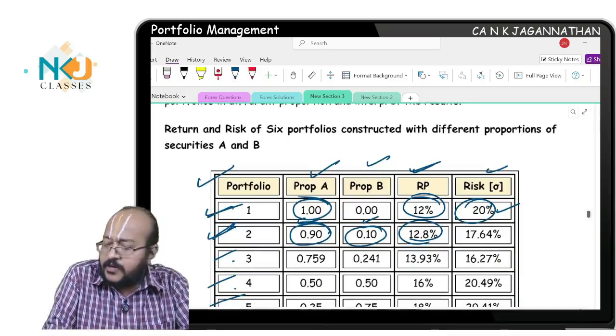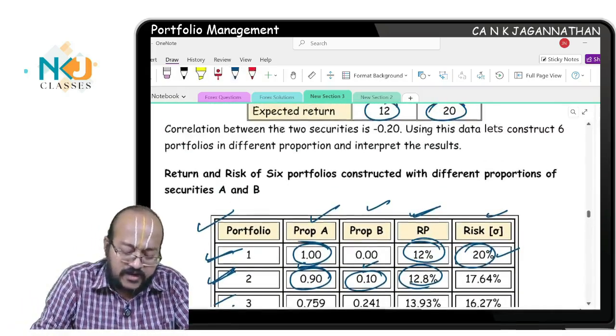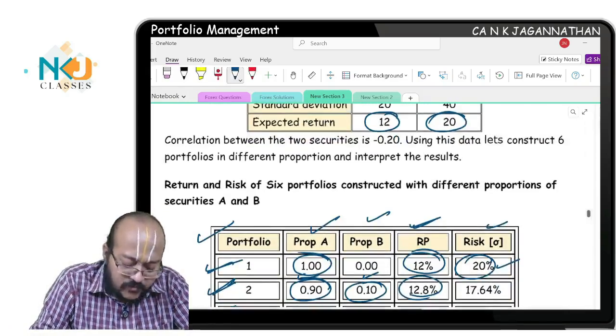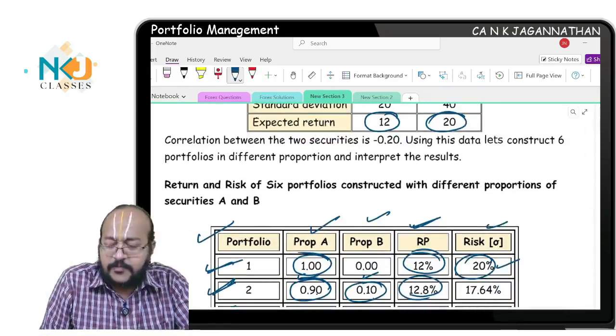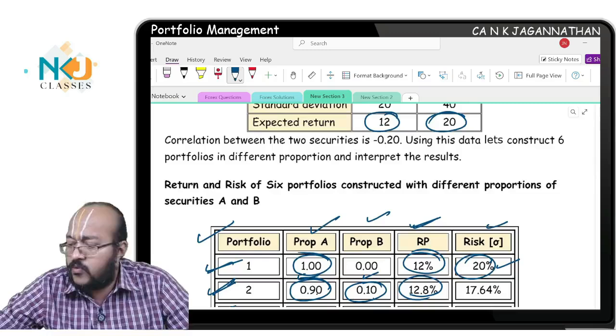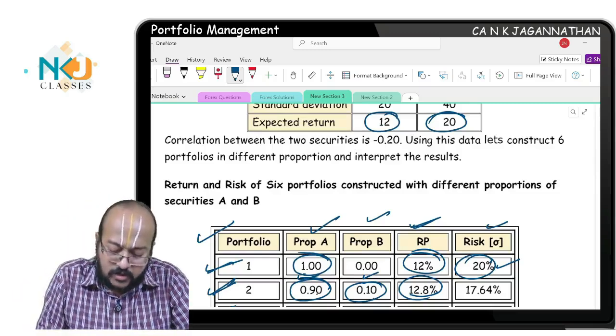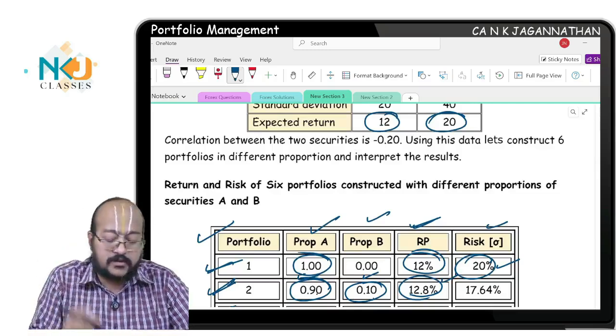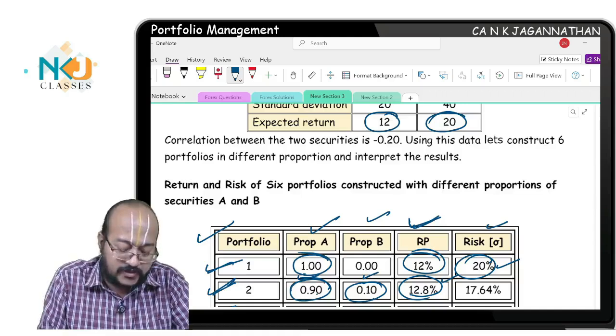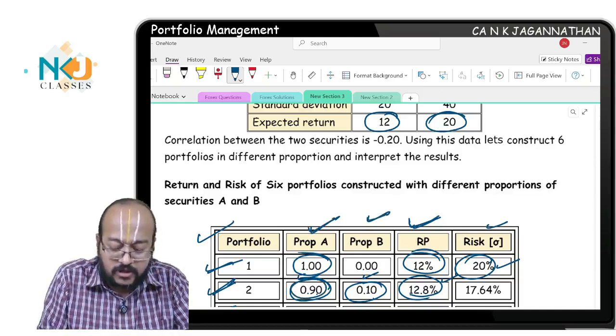So, what is happening? Please take your calculator. Next, you need to compute the weighted average return now. So 90% and 10%. 90% into 12 is 10.8%, plus 2%, that is 12.8%. Are you all understanding? This is the return of the portfolio if my portfolio consists of 90% of security A and 10% of security B.